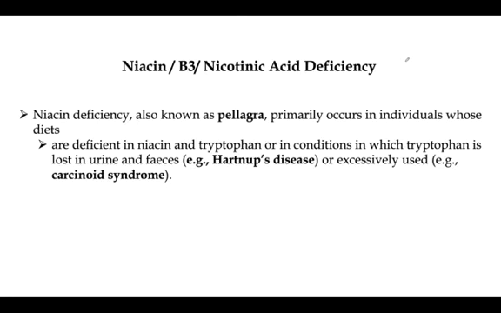The deficiency of niacin leads to a condition known as pellagra, and this deficiency can be because of limited dietary intake of niacin. However, it can also be associated with diseases where there is decrease in bioavailability of tryptophan because it is excreted out in the urine and stool, a condition known as Hartnup's disease, which is a genetic condition, or if tryptophan is excessively used, for example, in carcinoid syndrome.